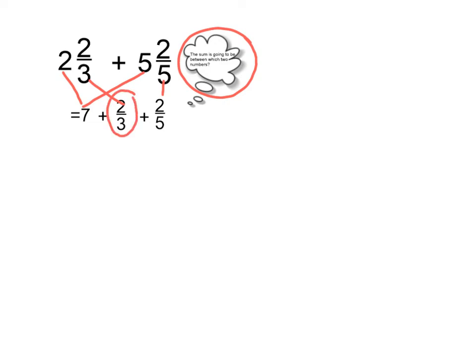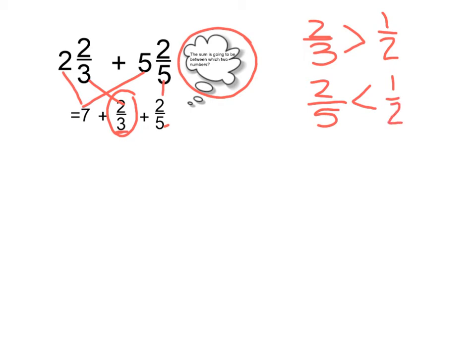Well, 2/3, how does that compare to 1/2? Well, half of 3, or half of my denominator here, is 1.5. So this is greater than 1/2. So 2/3 is greater than 1/2. Okay? Now 2/5, half of 5, is 2.5. So 2/5 is less than 1/2. So if I have one that's greater than 1/2 and one that's less than 1/2, I think my answer is going to be pretty close to 1 whole, or 2/3 plus 2/5 is going to be pretty close to 1 whole.